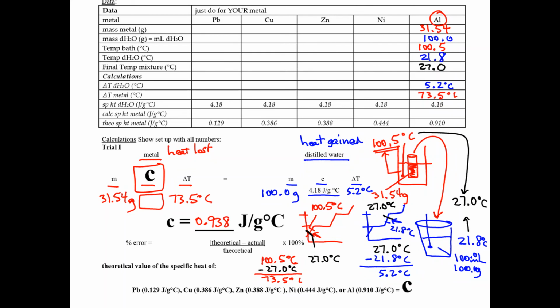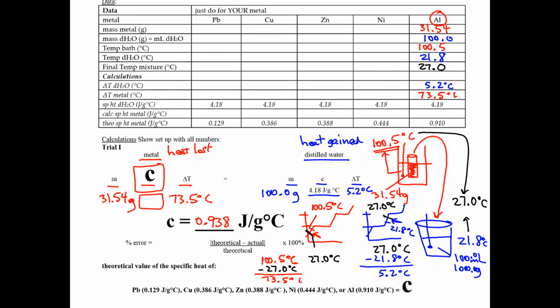Notice that this number, 0.938, is a much lower number than the water's specific heat, which is 4.18, which makes sense because it's really hard to heat up water and really easy to heat up a metal. So it has a very low specific heat. And now we just need to get our percent error.